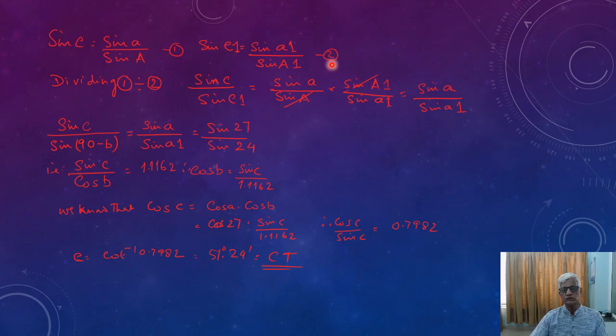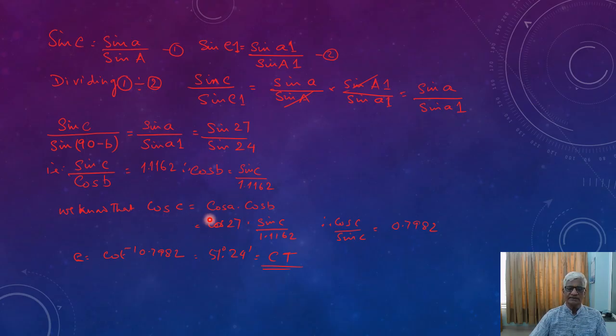Once that is done, we can solve the triangles. Using the relation sin C by sin A and sin C1 is equal to sin A1 by sin A1, we divide each by the other. Because we know that A and A1 are equal, we can cancel these terms, and we get 27 by 24. So we can get numerical values for sin C. Similarly, we can get numerical values for cos B.